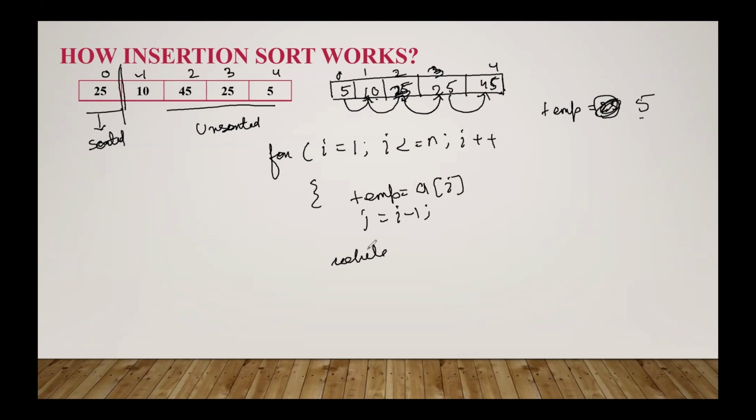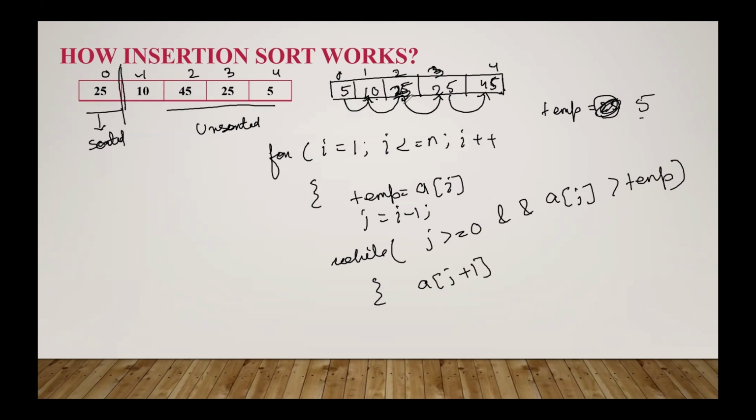Then how much do we have to traverse? We have to search for the proper location. The proper location is j greater than or equal to 0, which is the ending point, and a[j] is greater than temp. Then only we have to move, otherwise there is no need to move. Then what do we have to do?